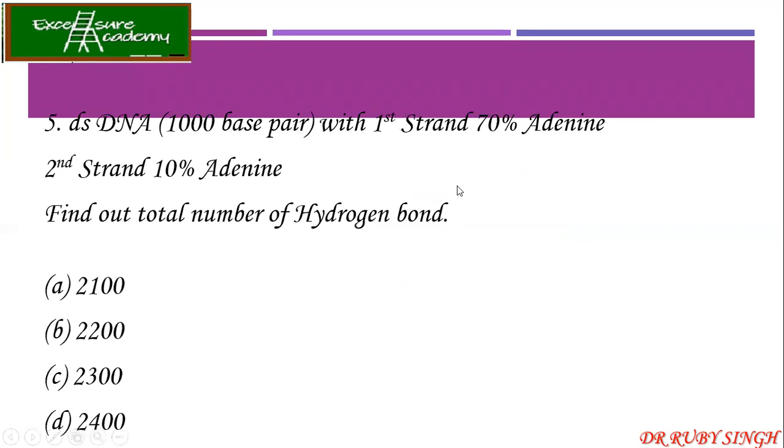Okay, next question. I think we have done this many times, so we should get the answer. A double-stranded DNA having 1000 base pairs. The first strand of DNA is having 70% adenine and the second strand is having 10%. Find out the total number of hydrogen bonds. We have done similar questions once.